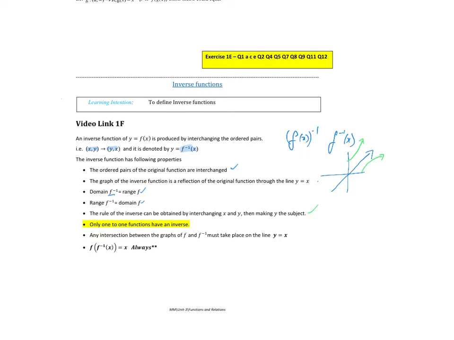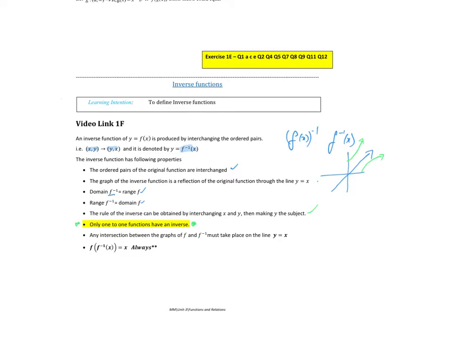Make y the subject. Here's the big kicker. Only one-to-one functions have an inverse. So if your function isn't one-to-one, the inverse, even though you can find a rule, doesn't exist. So more often than not, we have to restrict our function to make it one-to-one. To find the point of intersection between f and f inverse, the point of intersection will always take place along the line y equals x.